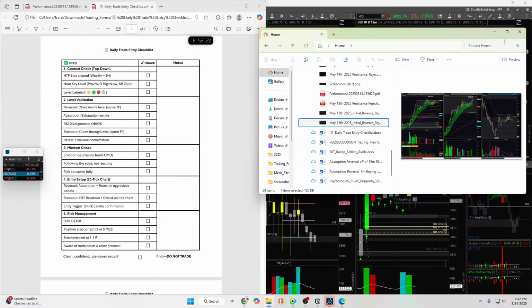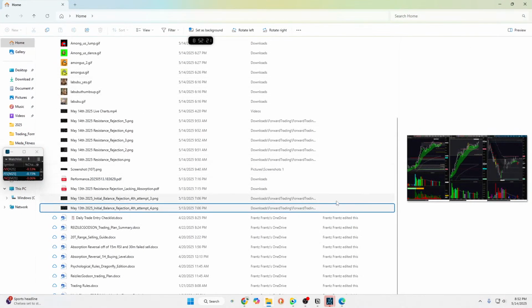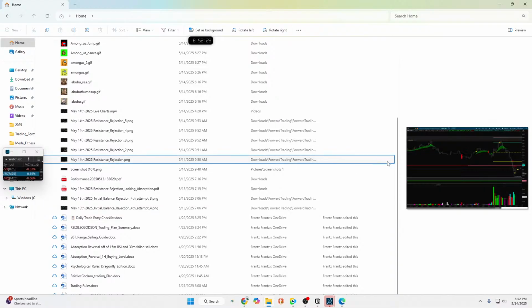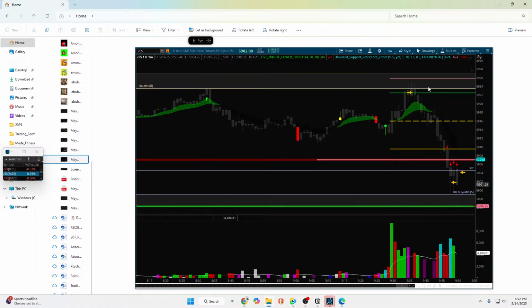All right, so did I write the wrong day? Oh, this is it over here. All right. So I entered right here. My goal was to get out here at 5899. Price went to 5899.5. Instead of bouncing, I took it off at 5901 and around 5904.